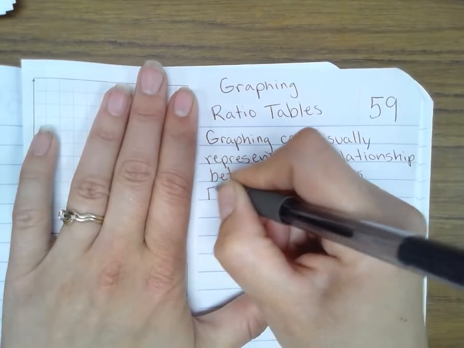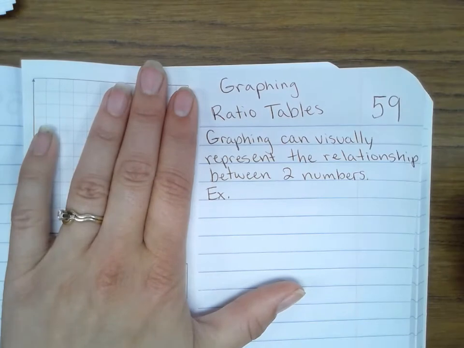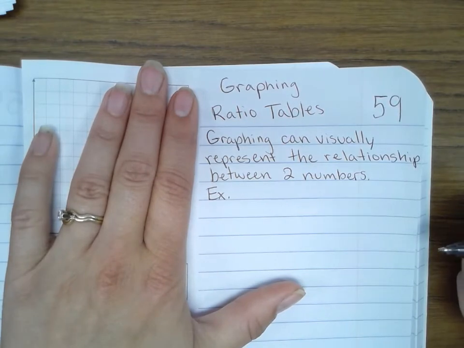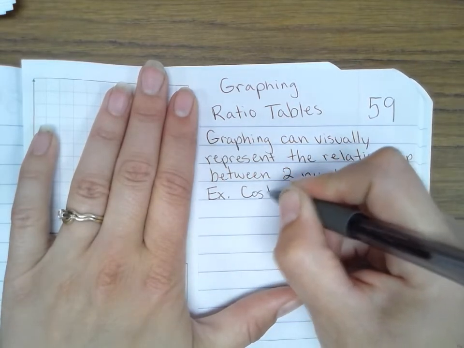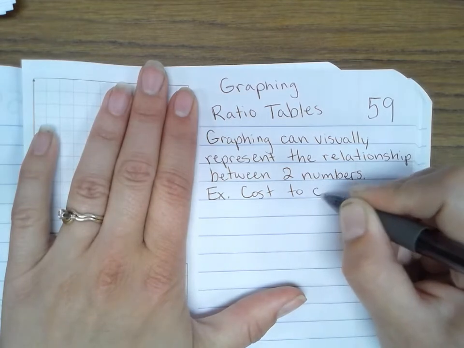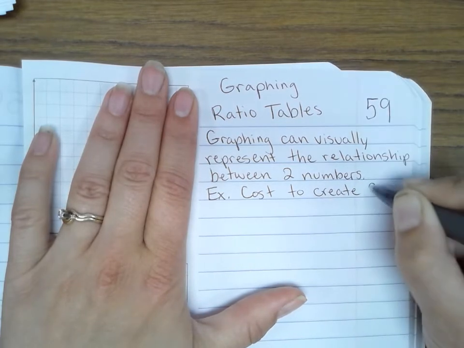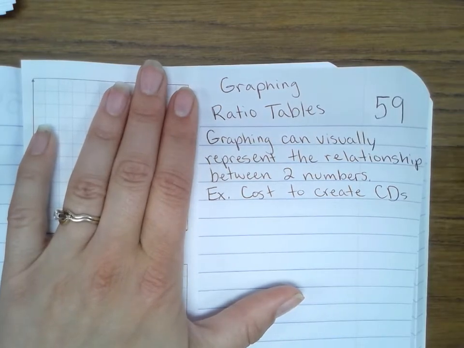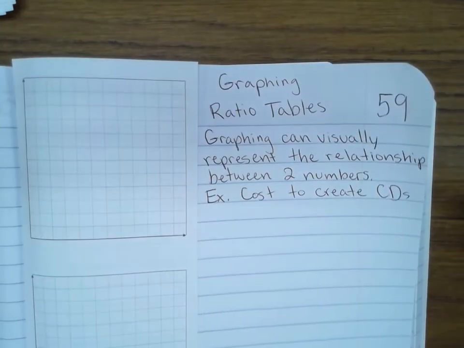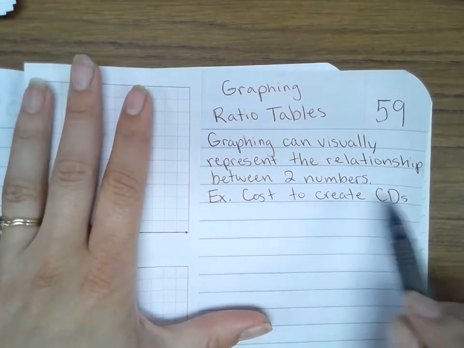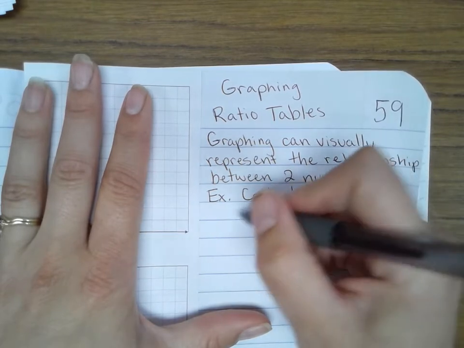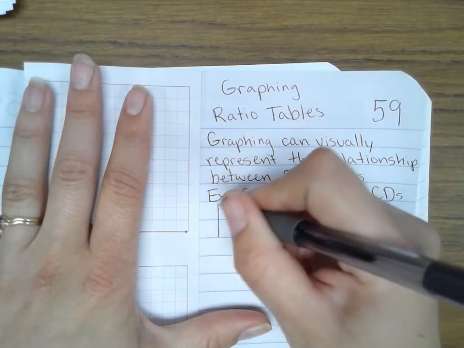Okay, so let's do an example here. Let's say we are comparing cost to create CDs. Okay, so when you have a ratio table, you're comparing two items. Well, here we're going to be comparing cost to the number of CDs you can make. So let's draw a ratio table here, and we can draw them sideways.